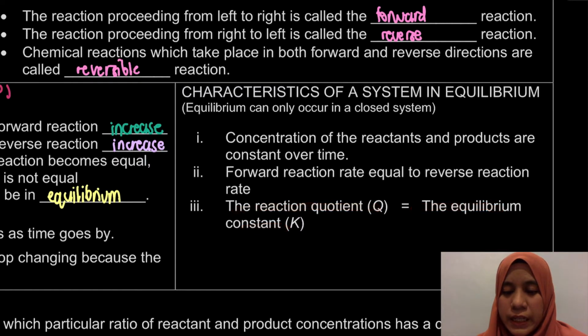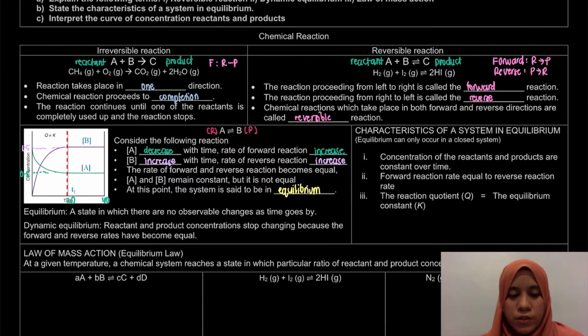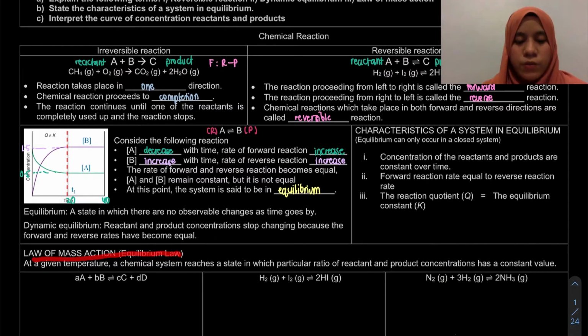Okay, we will look at this in more detail later in 6.2, where we're going to calculate. To know whether it is actually in equilibrium or not, we have to calculate Q, the value of Q. Okay, so those are the characteristics. Okay, last but not least, we're going to look at the law of mass action, which is the other name for the equilibrium law.